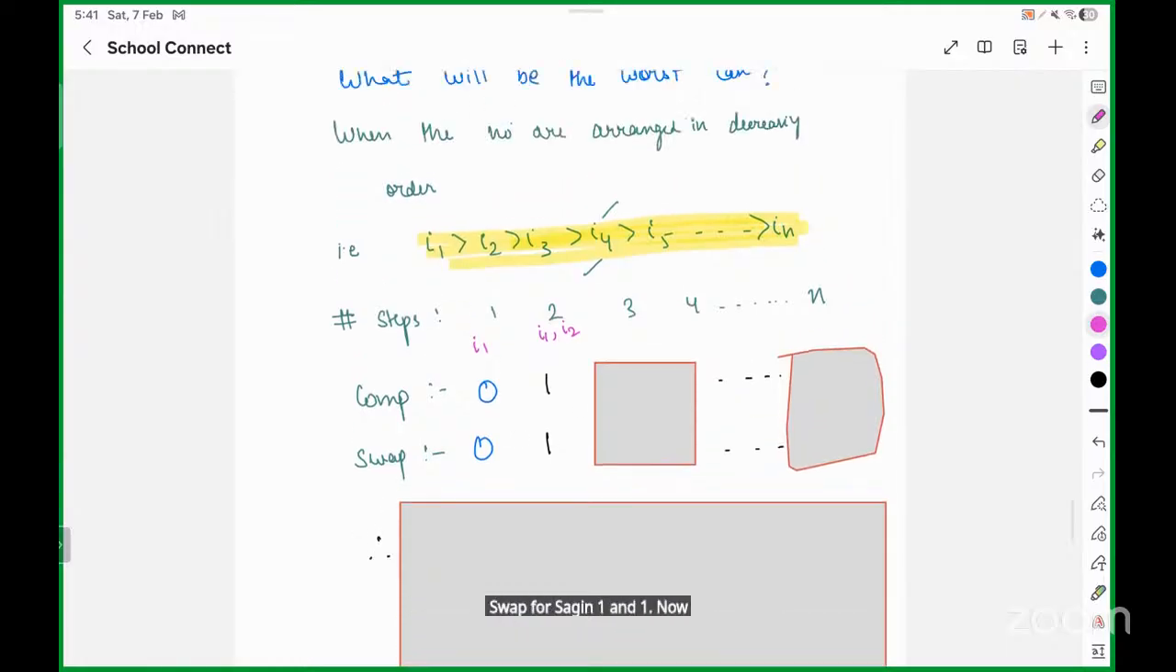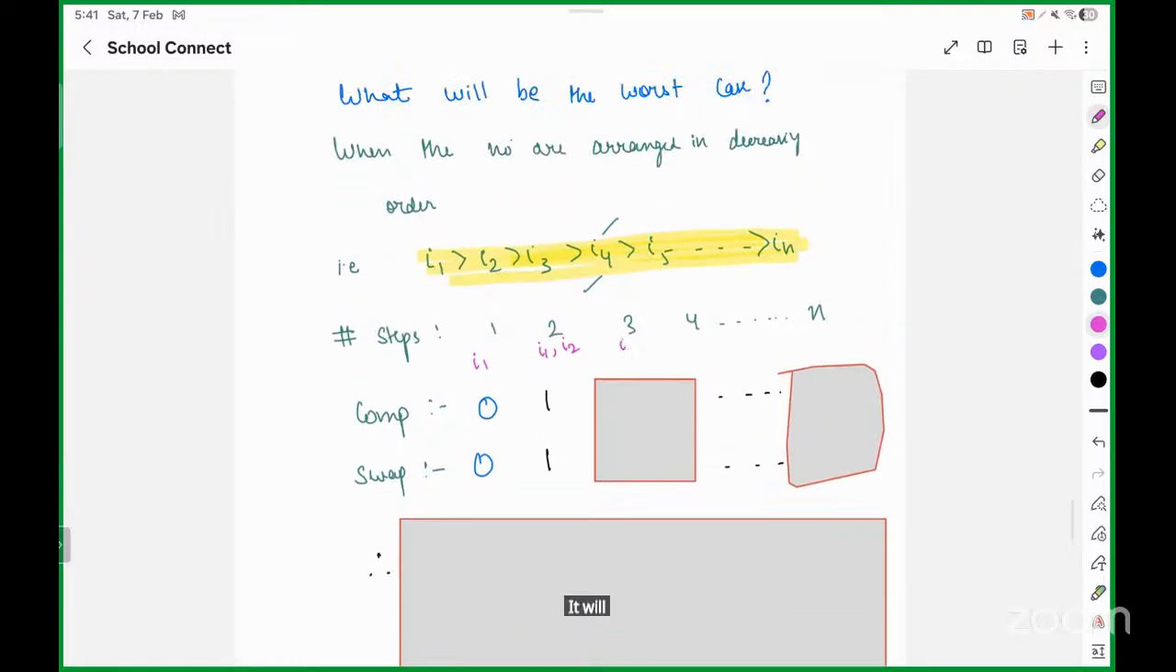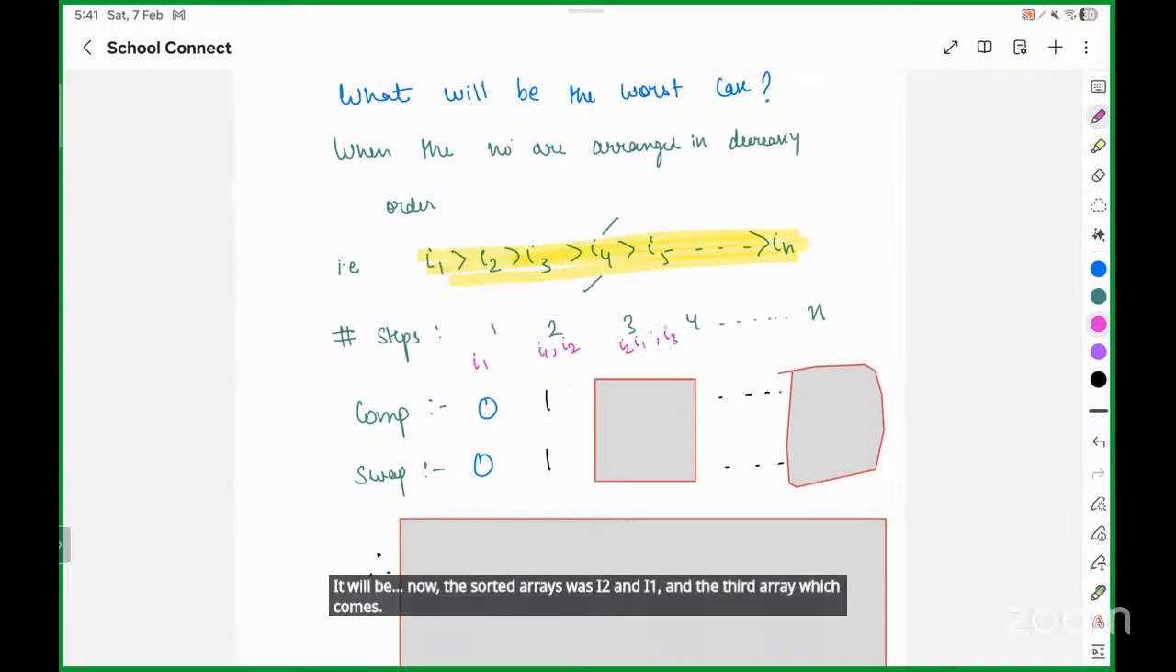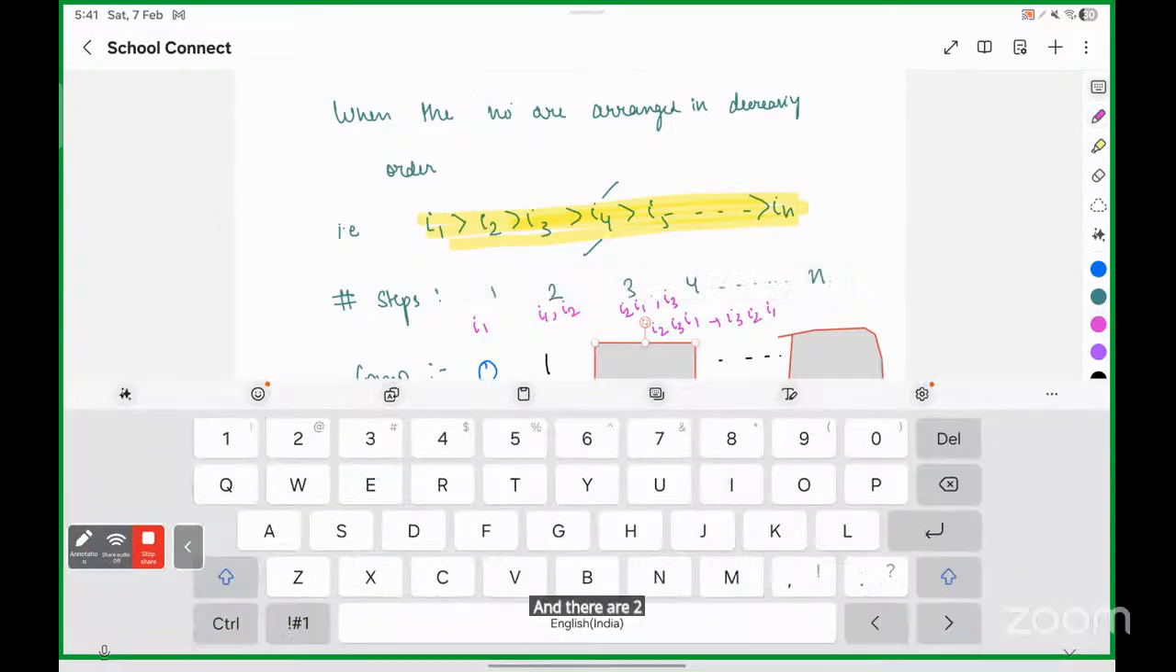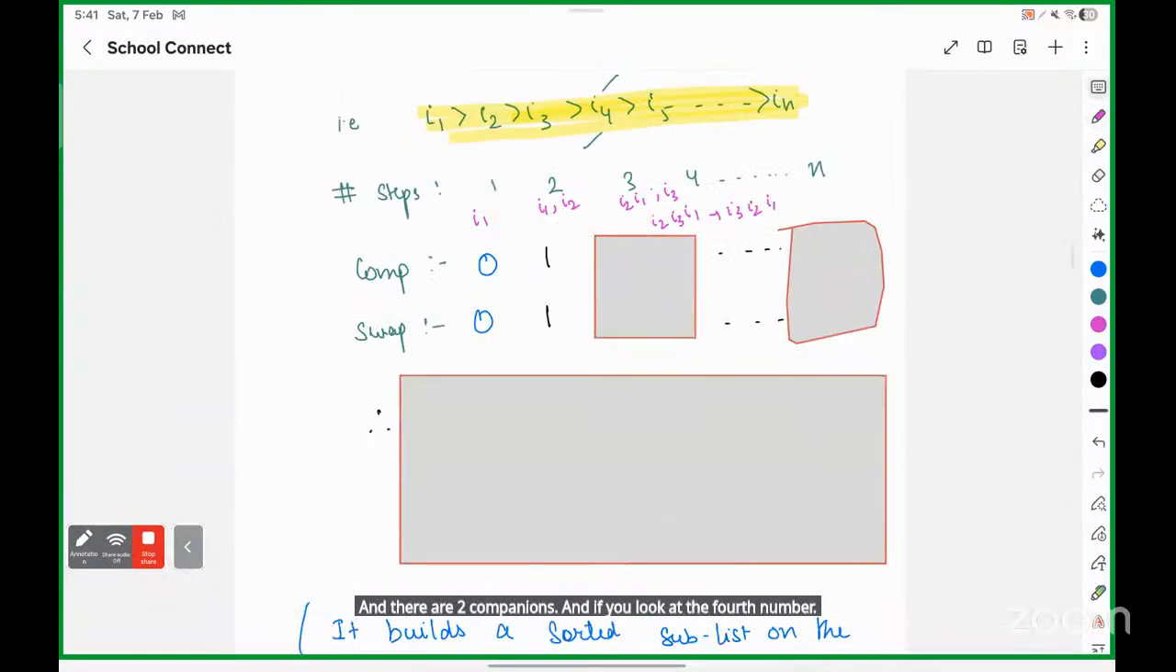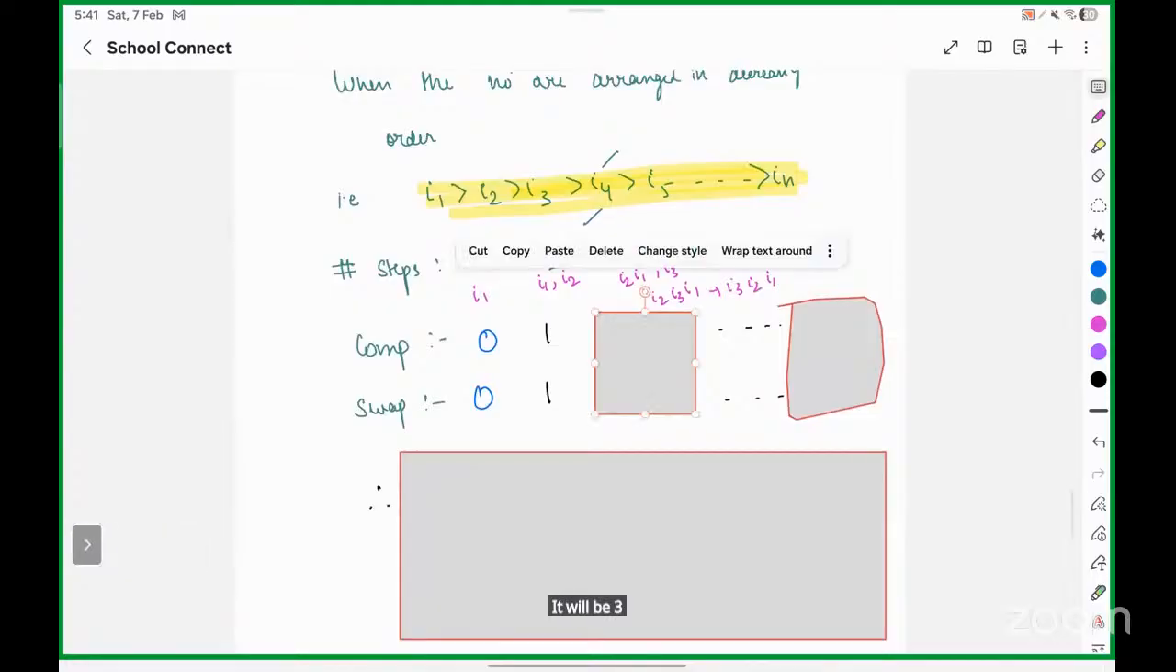Now if we look at the third step, the sorted array was I2 and I1, and the third card which comes is I3. I3 is first compared with I1, and since I3 is less than I1, it is swapped between I2 and I1, so I2, I3, I1. Then I3 is compared again with I2, and since I3 is less than I2, it becomes I3, I2, I1. So there are two swaps and two comparisons. And for the fourth number, it will be three comparisons and three swaps.